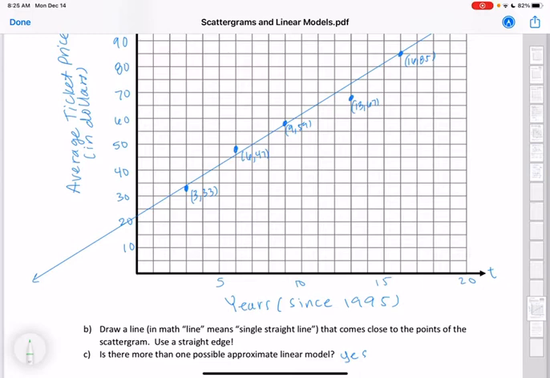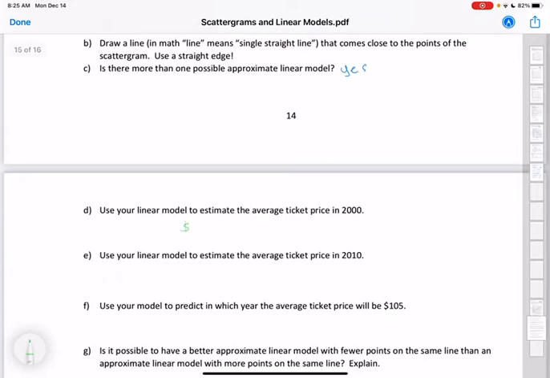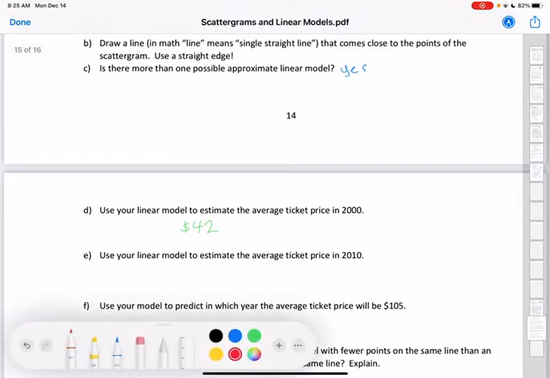All right, so years since 1995, that would be, so I'd go to the 5, right? Go to the 5, go to my linear model. For me, I'm thinking about $42. Was yours somewhere close to that? It was probably somewhere between, like, I would guess 35 and 48 or so, somewhere in there. If you're in there, it's totally good. Go ahead and try the next one.